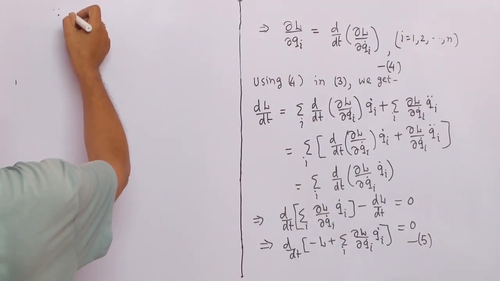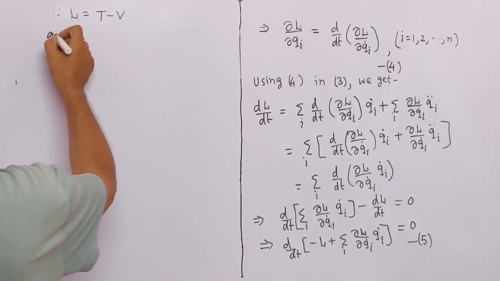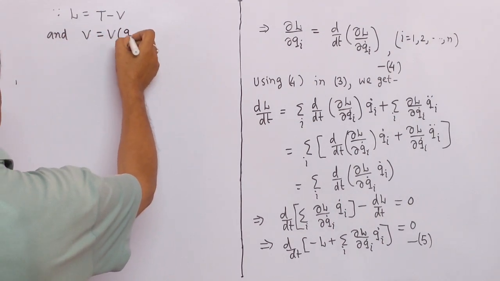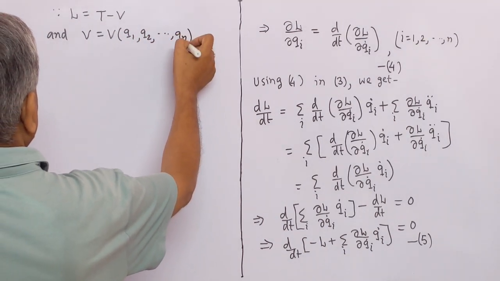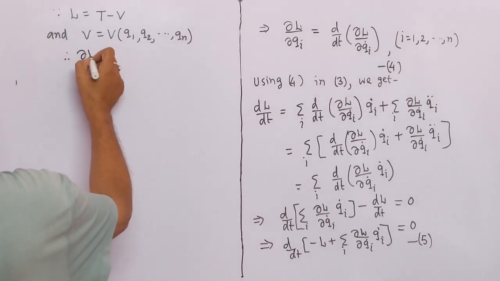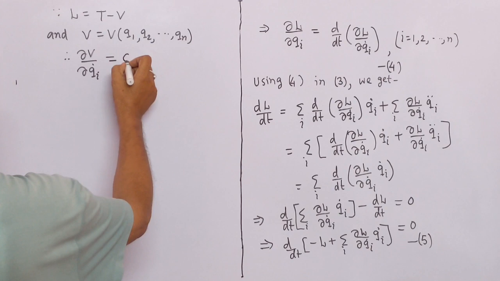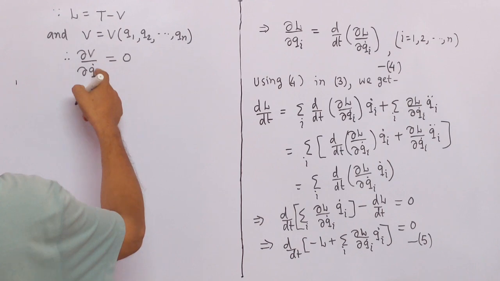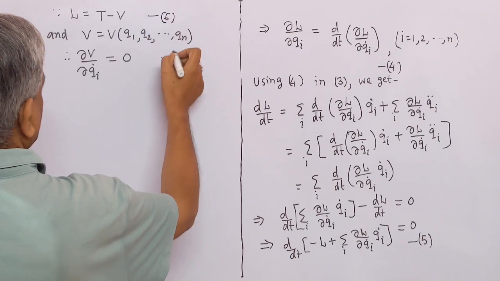Since L equals T minus V, and V is a function of q1, q2, ..., qn, the position coordinates, meaning the generalized coordinates, therefore the partial derivative of V with respect to qi dot will be 0. Since V is not a function of velocity, and qi dot is the velocity, this is 0. This is number 6. This is number 7.